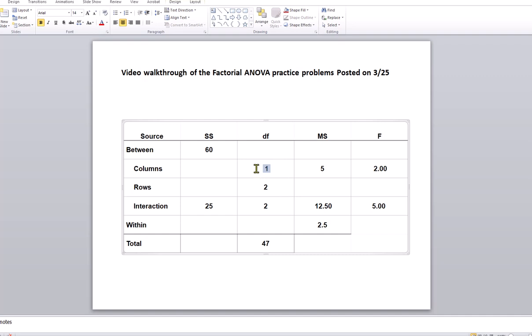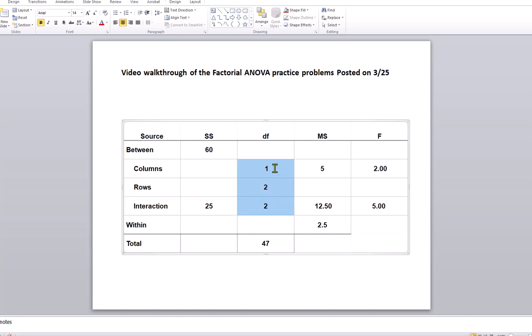Now, all of these, all of the columns, rows, and interaction degrees of freedom all come out of the between groups degrees of freedom. And it's the same thing over here for the sum of squares. The columns, rows, and interaction sum of squares are all partitioned out from the between group sum of squares. So if you have any two of these, you can figure out the third. Well, we only have one of these, so we don't know what the other two are. But we can figure that out now because we have these.